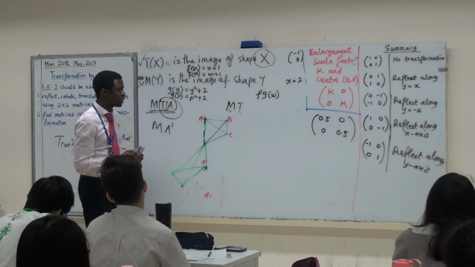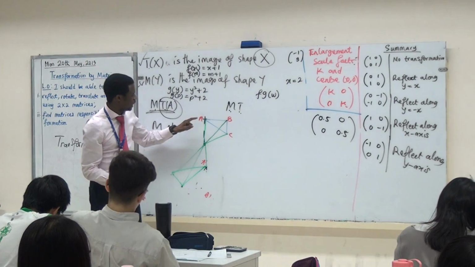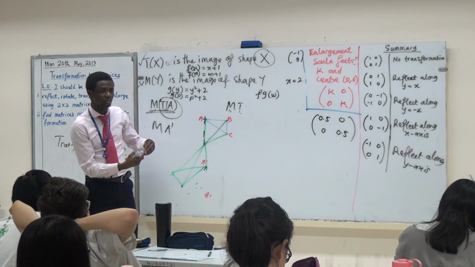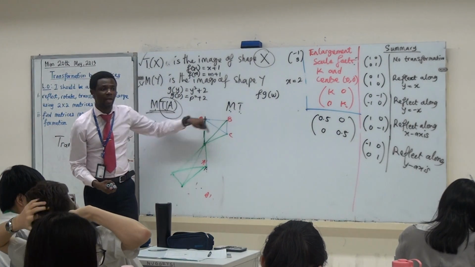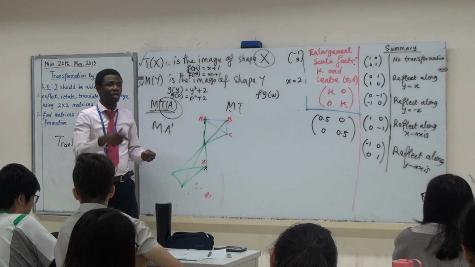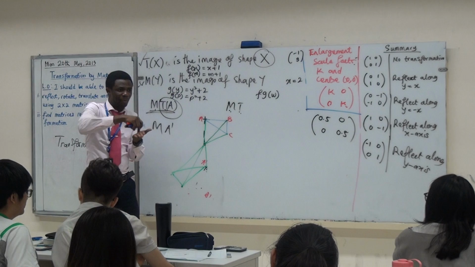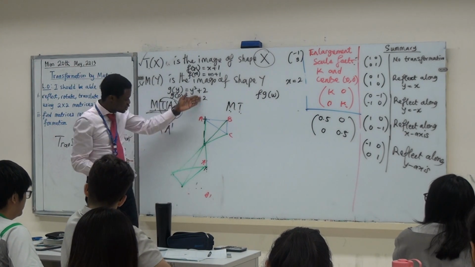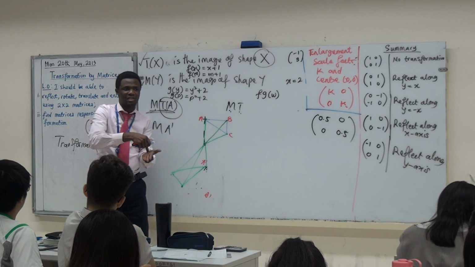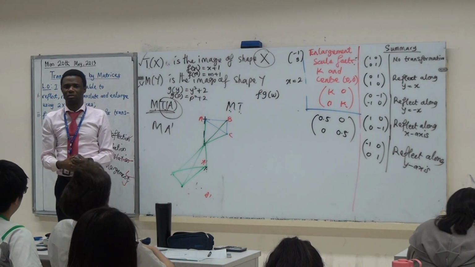So if you want to find a center, pick any two points, A and A prime, find the middle. Pick two points, B and B prime, find the middle. Pick C and C prime, find the middle. The three midpoints will meet at a particular point. So just join A and A prime, B and B prime, C and C prime. The point of intersection is your center of rotation.